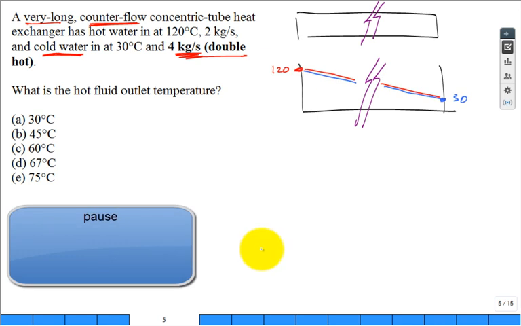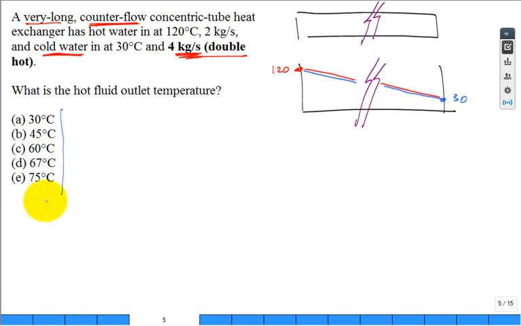All right, I'm going to give you a few minutes to work on this. But what is the new temperature of the hot fluid going out? Use your intuition. Then use, if you have time, follow through with the effectiveness NTU method. I will definitely follow through with the effectiveness NTU method.